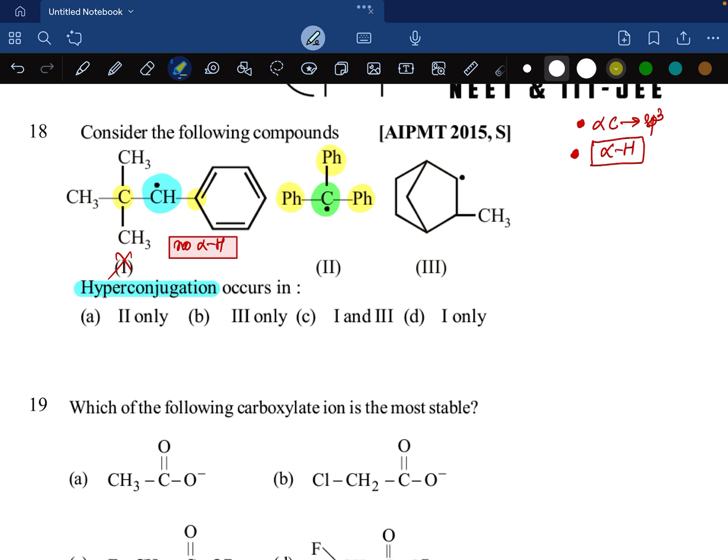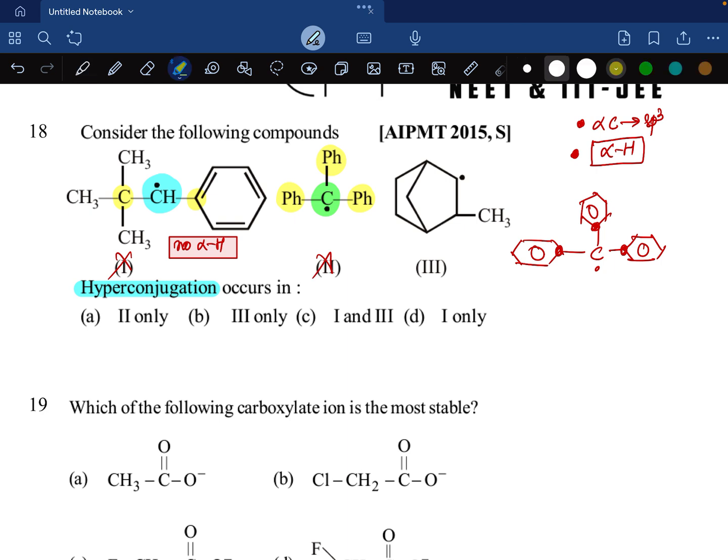Phenyl means what? Benzene ring. So if you see the structure, actually this is a phenyl group. This is the structure. 3 phenyl groups are present. Now, this is the alpha carbon. Can you see any alpha hydrogens present here? No. Also, these are sp2 hybridized. So this will also not show any hyperconjugative structure.